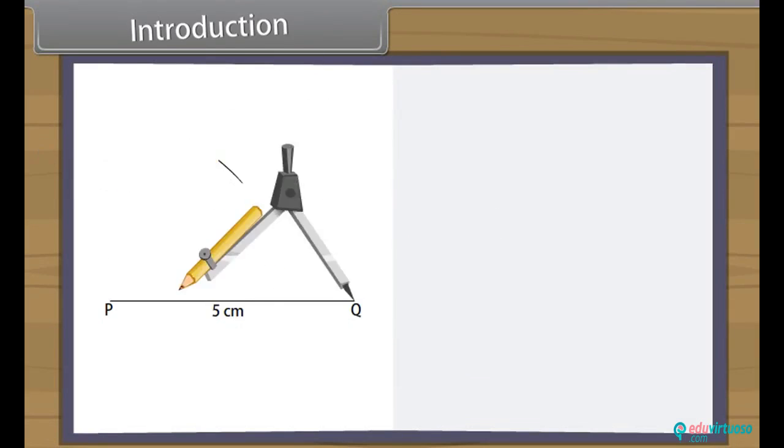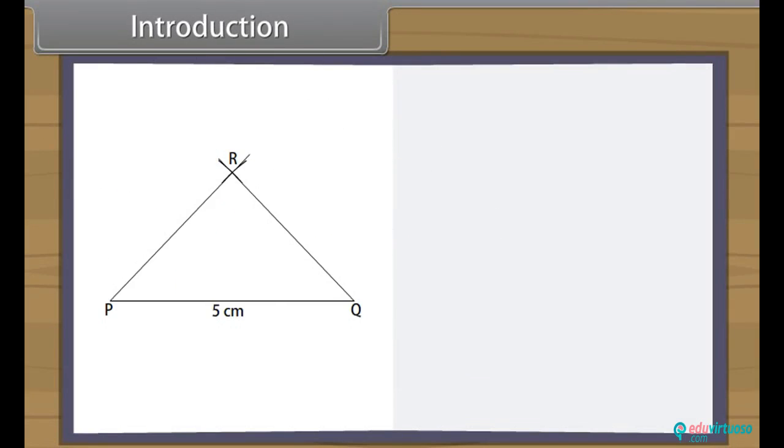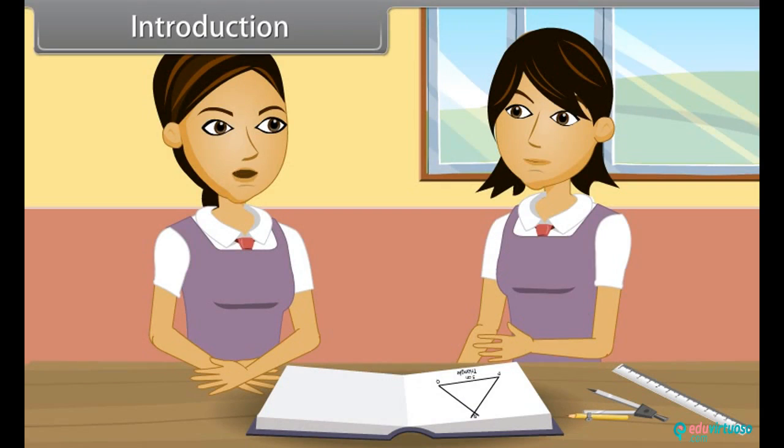Introduction. Hey Sudha, look, I have made a triangle. Can you make a similar triangle? Yes, I can make, but I do not have a ruler to measure the length of its sides. Do you know, we can make it without taking its measurements.